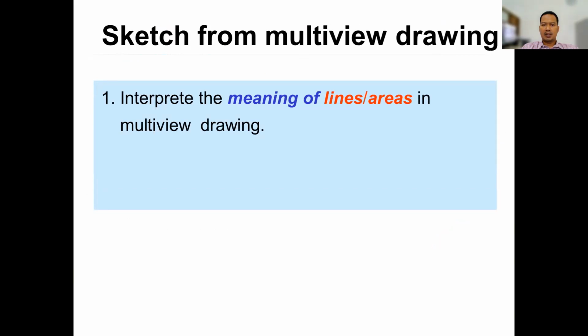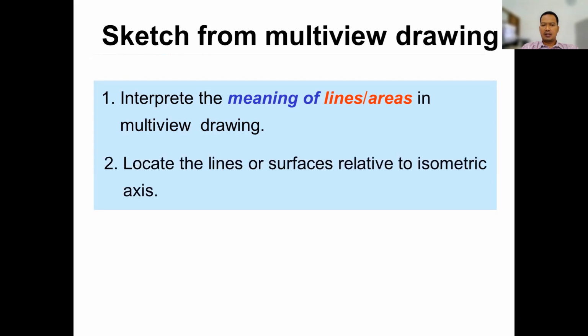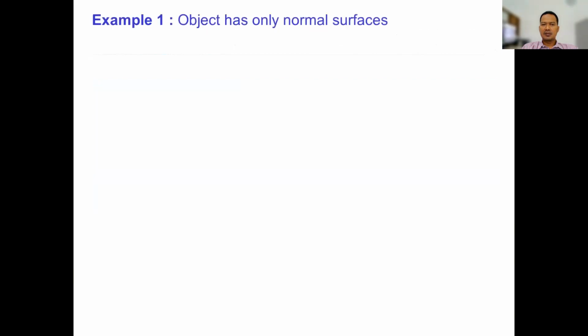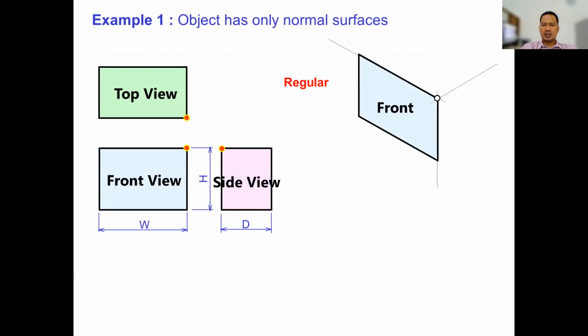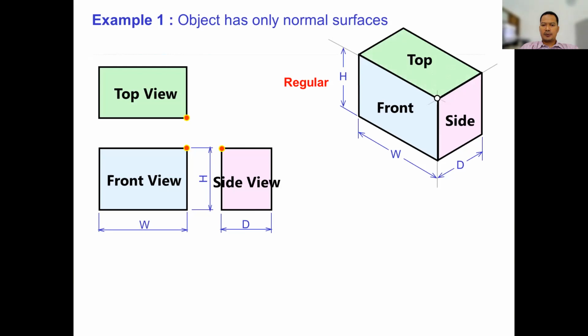Number one, interpret the meaning of lines, areas, and multi-view drawing. And then number two, locate the lines or surface relative to the isometric axis. Example one, the object has only normal surfaces. For example, we have top view, front view, and side view. This is the dimension. And then for the regular, we put the projection. This is front view, and then side, and then top view.